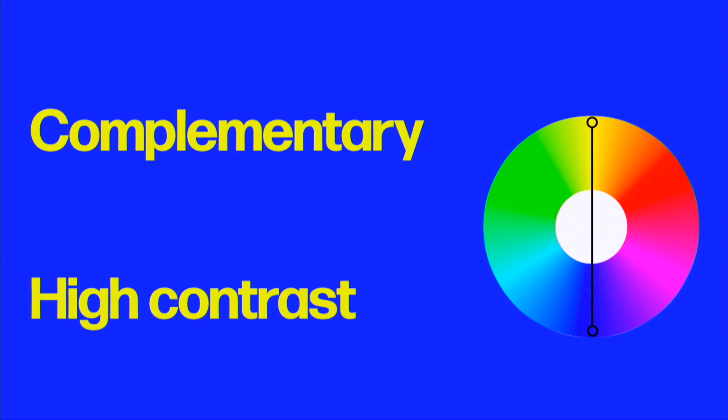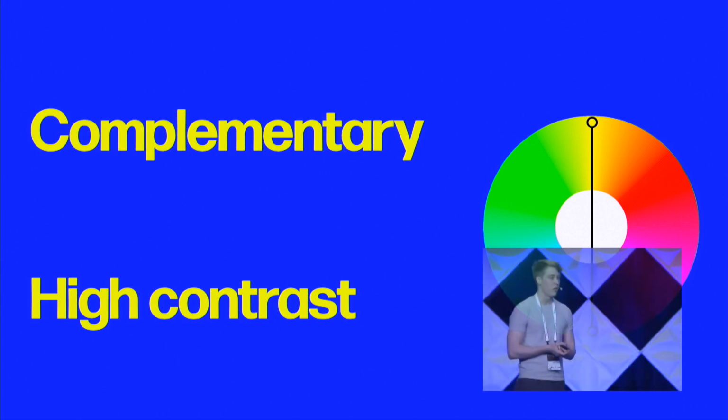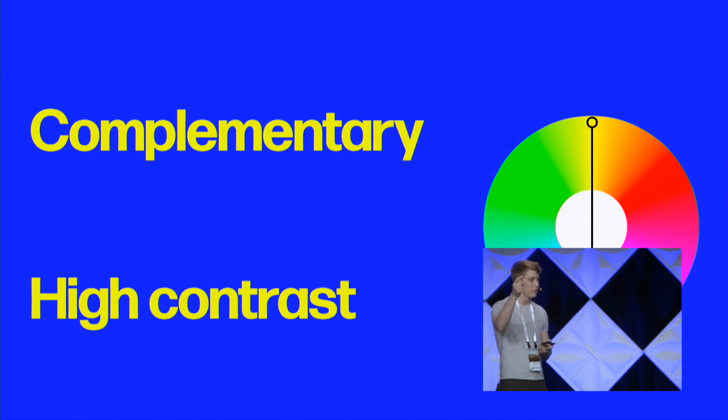How do I know what looks good together? This is a case where the color wheel can really help you. So the color wheel, like we all know from grade school, looks like this. And there's several types of palettes you can choose from the color wheel that will usually have colors that go well together. So if you want to choose a high contrast palette, you can choose a complementary one.